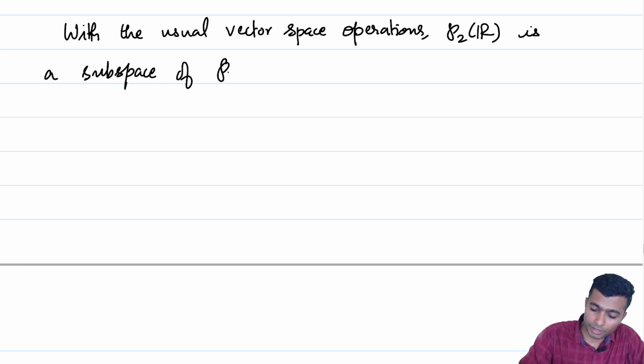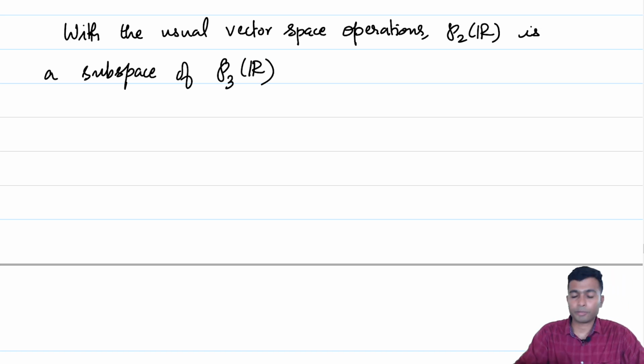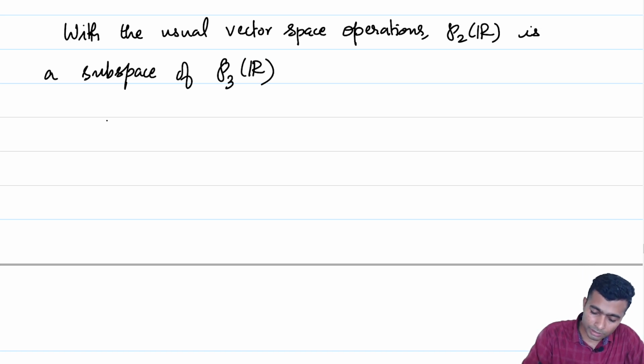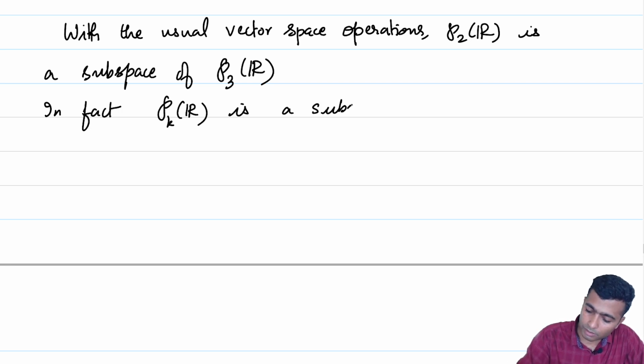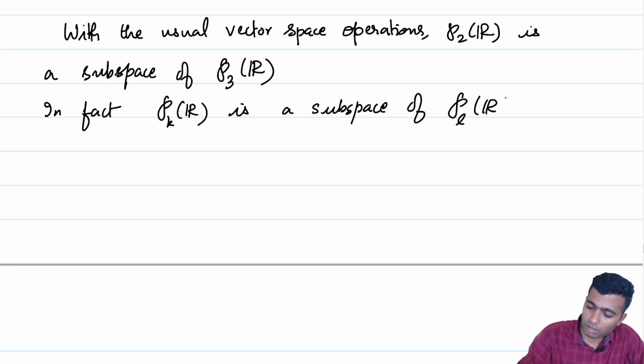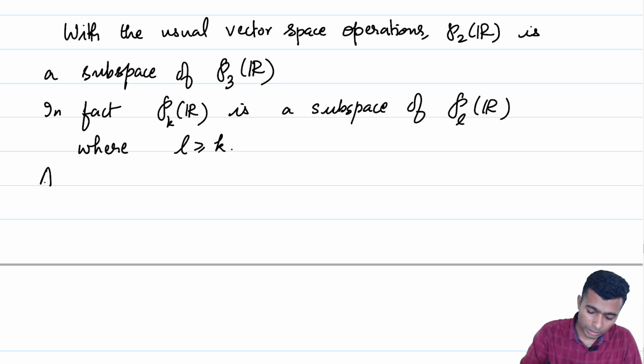In fact, let me write down a chain of subspaces. Pk of R is a subspace of PL of R, where L is greater than or equal to K. All these are subspaces of P of R.